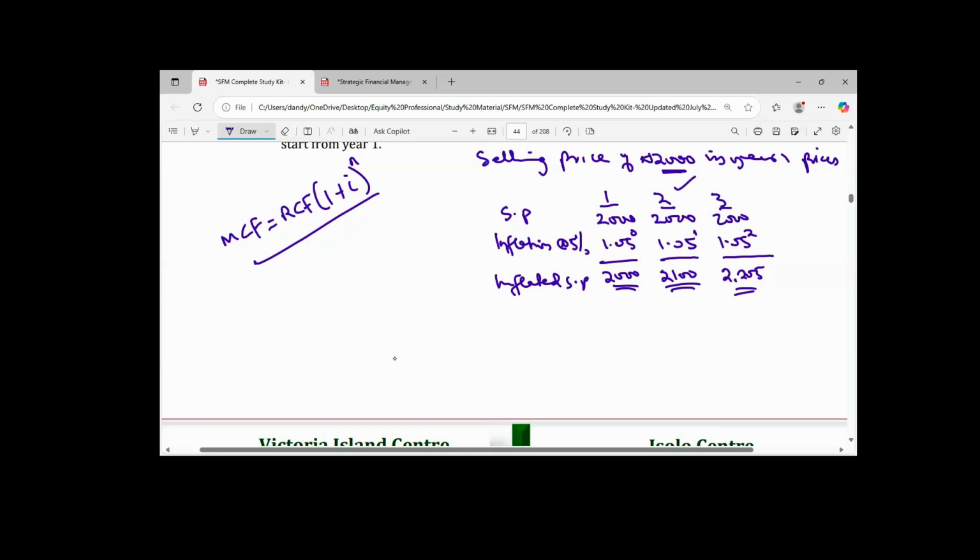All right. So again, on the day of exam, instead of doing all of this, it's a waste of time. Just comment and say selling price in year 1 is 2,000. The inflation rate is 5%. So just carry your calculator by saying 1.05 multiplied by 2,000. That will give you 2,100. 2,100 multiplied by 1.05 will give you 2,205.